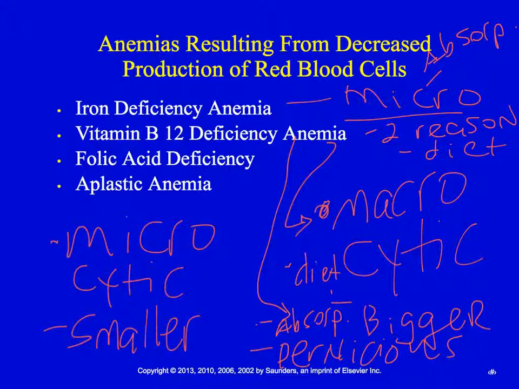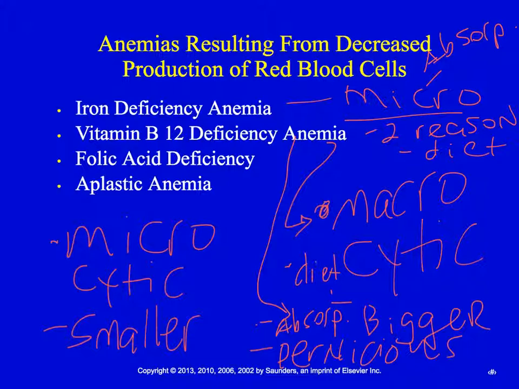Aplastic anemia is the final anemia that we'll discuss. It is a result of decreased production of red blood cells. Basically, this means that the bone marrow is not producing the cells. So this is when there's a problem in the bone marrow. About 50% of these cases are of unknown cause. Sometimes it happens with a reduction in other blood cells as well, like they might have a low red blood cell count, a low white blood cell count, and a low platelet count, or it could just be the low red blood cell count, which would be an aplastic anemia.